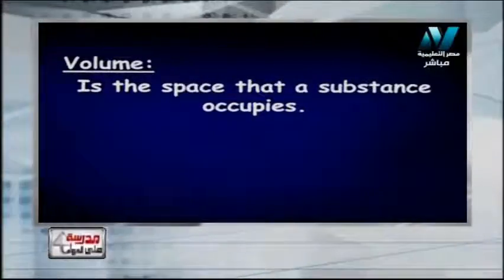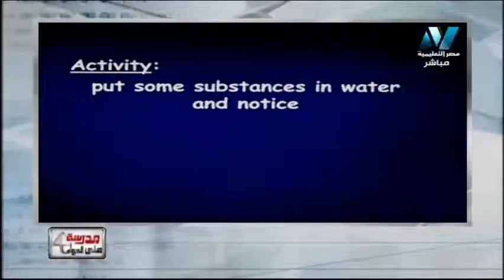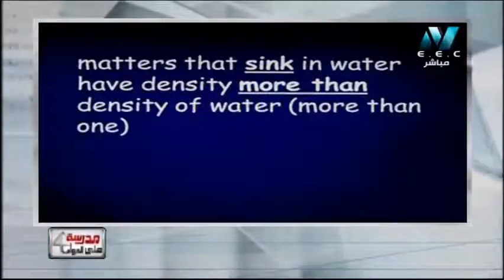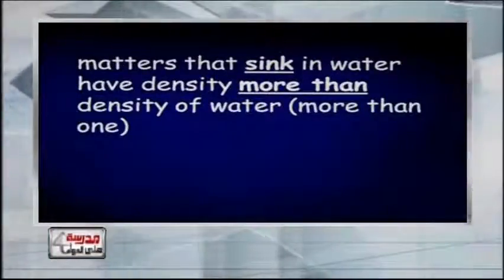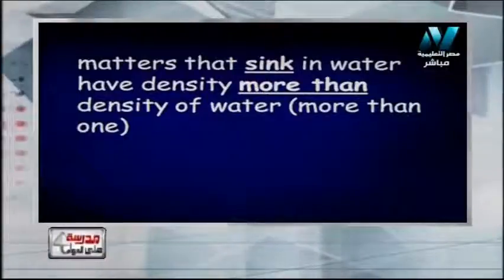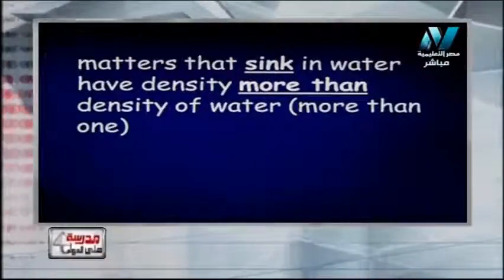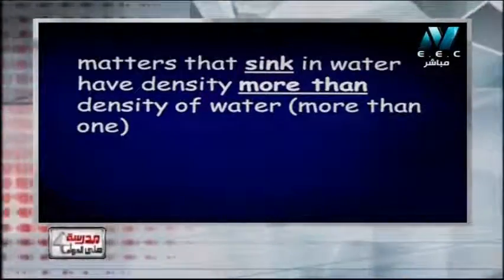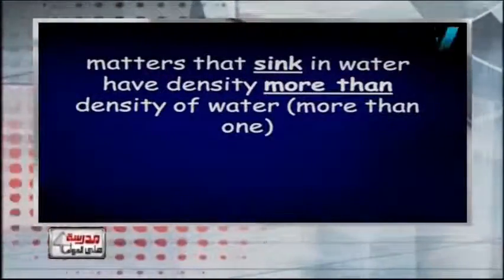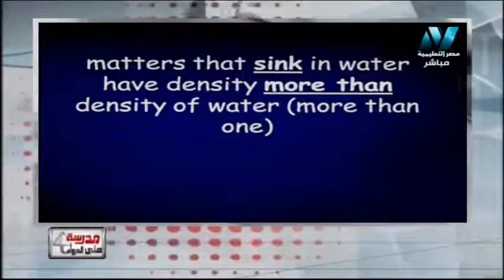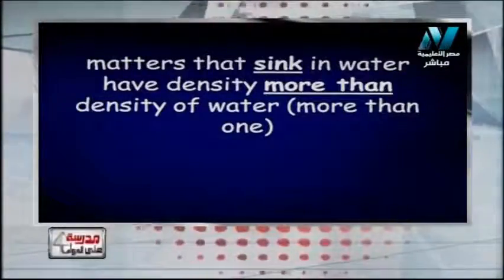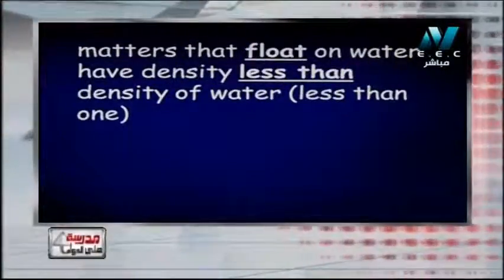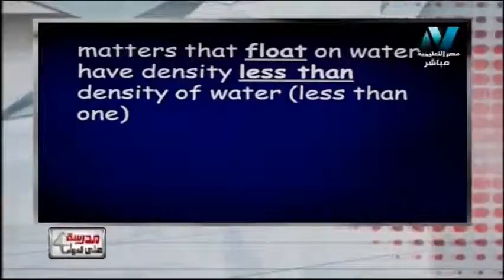هو الفراغ اللي بتشغله المادة. So now activity as we have made، زي ما قلنا من شوية كده، activity هنلاقي ان في بعض الماتر يحصل لها sink وبعض الماتر float. طب ليه الماتر اللي بيحصل لها sink؟ Matter that sink in water have density more than density of water or more than 1. But matter that float on water have density less than density of water or less than 1.